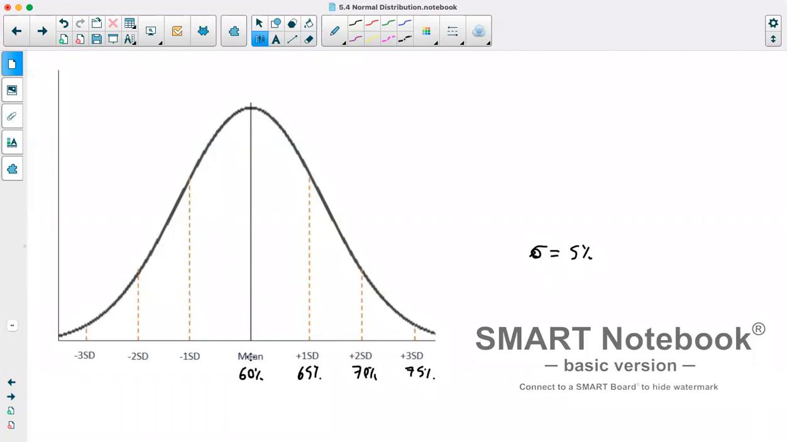So it also works going downward. So if our mean was 60 and we have a standard deviation of 5%, this would be 55%, 50%, 45%. So next we'll look at how much of the data should normally be in each of these deviations if it's normally distributed.